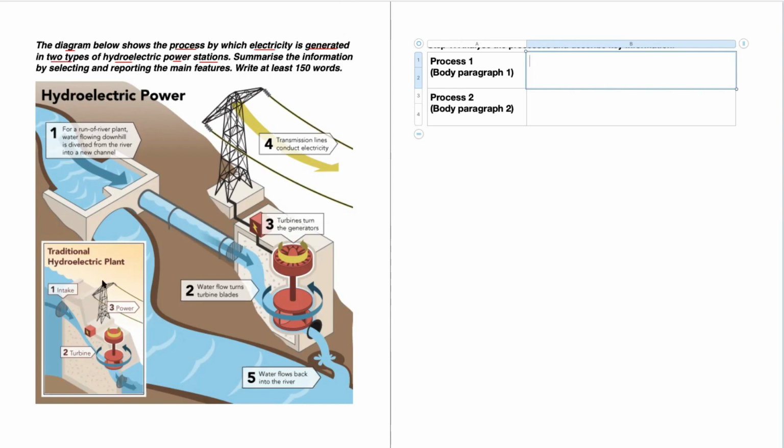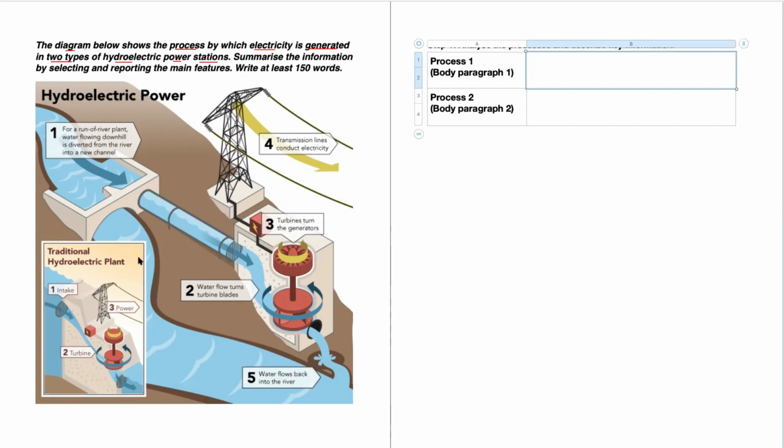So let's just go ahead and read. We see number 1 is intake, 2 is turbine, 3 is power. So the steps are 1, 2, and 3. Here in hydroelectric power, we see 1, for a run of river plant, water flowing downhill is diverted from the river into a new channel. Then we see 2, water flow turns turbine blades. Number 3, turbines turn the generators. Number 4, transmission lines conduct electricity. And then number 5, water flows back into the river.